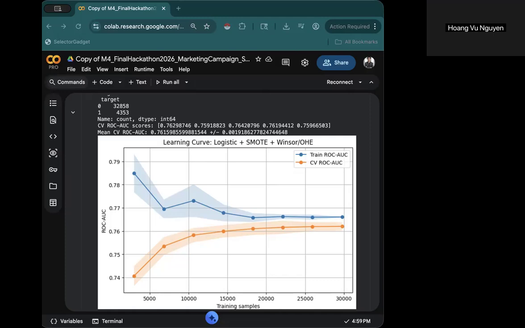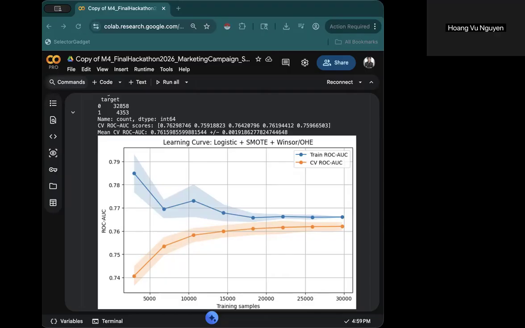Scaling ensured stability for logistic regression, as well as more consistent gradient optimization for boosting algorithms. Although tree-based models do not strictly require scaling, I kept the preprocessing consistent across experiments.